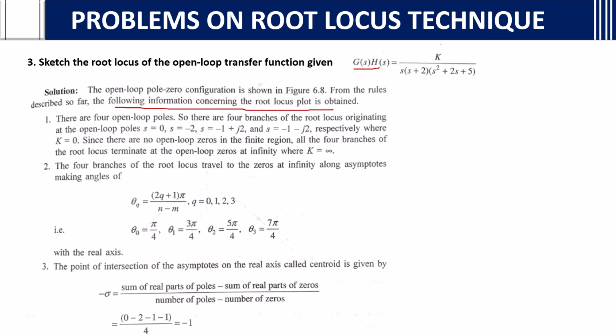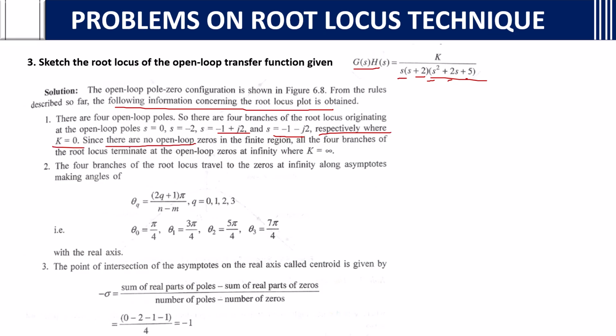There are 4 open loop poles here. s equals 0, s equals minus 2, and for s square plus 2s plus 5, you can use a calculator to find the 2 poles, or else you can use a different method, the factorization method also. Or you can use minus b plus or minus square root of b square minus 4ac by 2a. Take that formula and substitute b as 2, a as 1 and c as 5, like the previous one, to find the roots, and you will get minus 1 plus j2 and minus 1 minus j2 respectively, where k is 0.